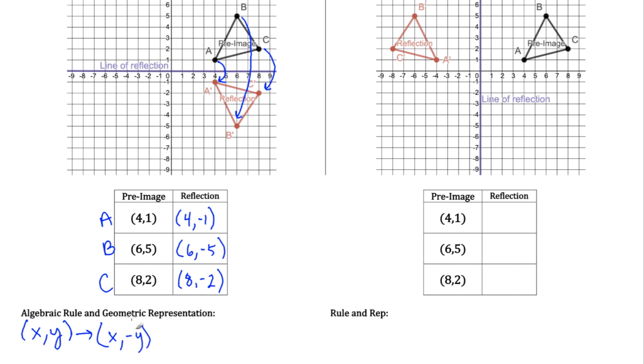And lastly, let's show the geometric representation. So for geometry, you want to use a lowercase r, and that means reflection over the x-axis, like this. Cool.